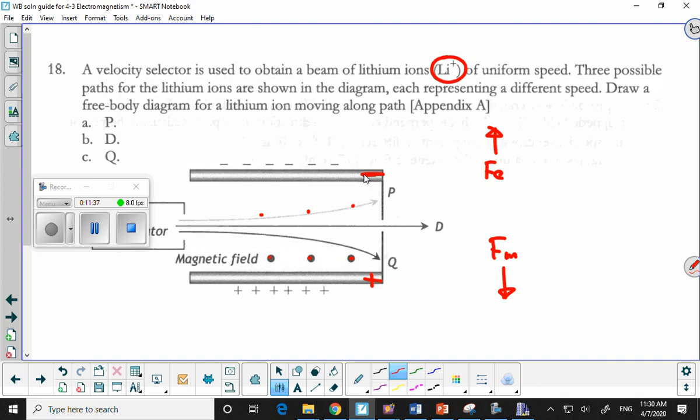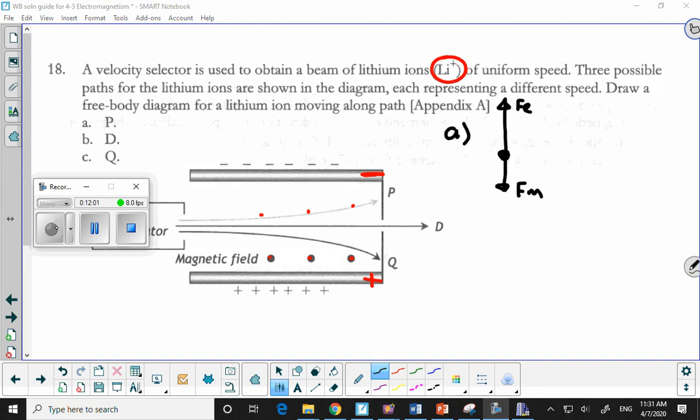Thomson did in his experiments, and you'll see that in Unit 4 when he determined the charge mass ratio of electrons. He used fields which were magnetic fields working against electric fields, and adjusted the strength of the electric field until the particles came straight through. So let's take a look at what these free body diagrams are going to look like.